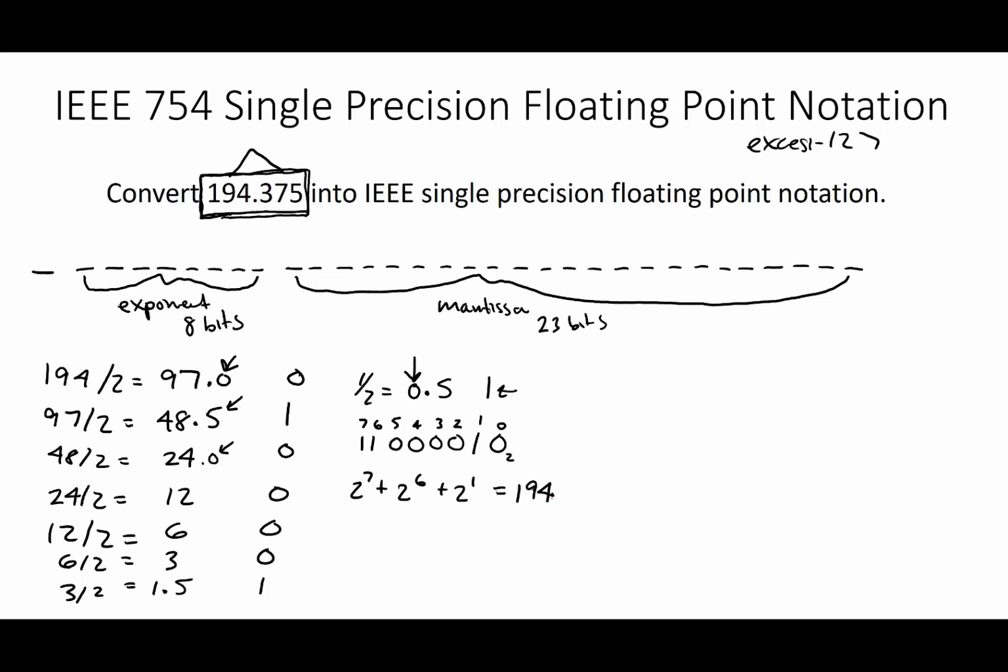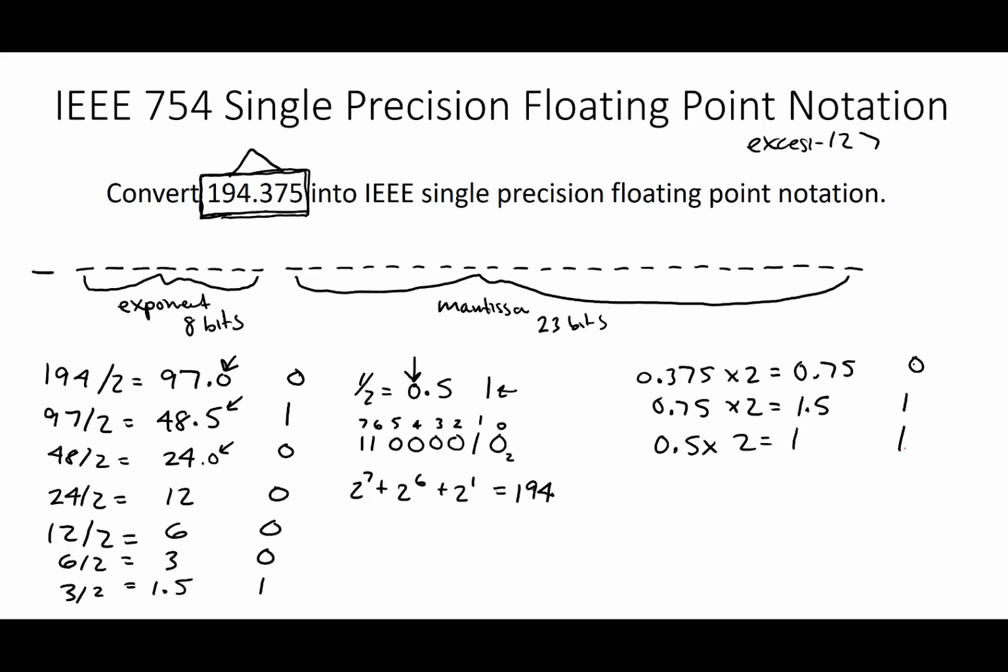Okay, so now we want to do the same thing with the fractional part, only with the fractional part we're going to be multiplying by 2 instead of dividing by 2. So 0.375 times 2 is equal to 0.75. So we have a 0 for that bit, and then we take the 0.75 times 2, and this is equal to 1.5. So we have a 1 for this bit, and then 0.5 times 2 is equal to 1, and so we have a 1 for this bit.